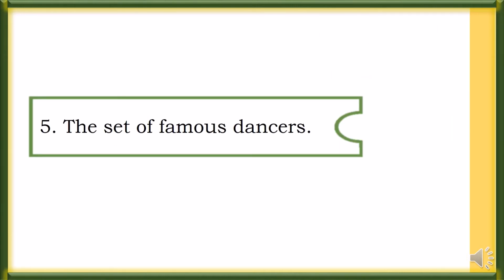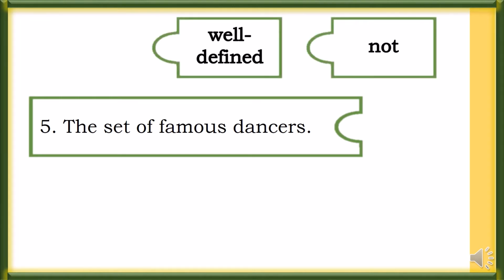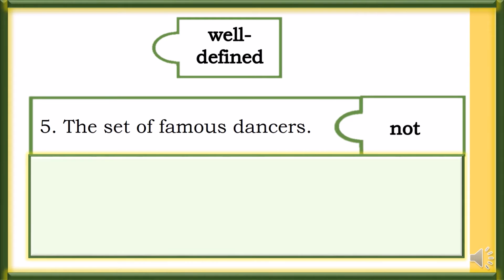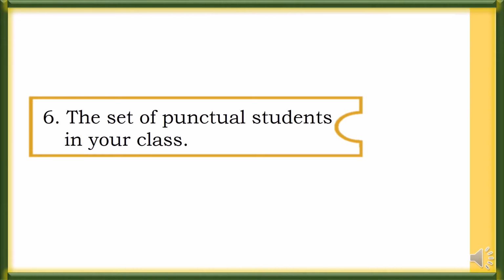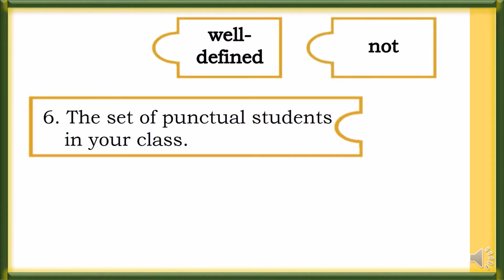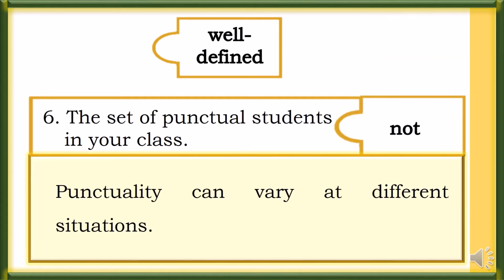Example number 5, the set of famous dancers. Well defined or not? The answer is not. The set of famous dancers is not well defined since people have different points of view of being famous. Example number 6, the set of punctual students in your class. Well defined or not? Punctuality can vary in different situations. That is why the set of punctual students in your class is not well defined.